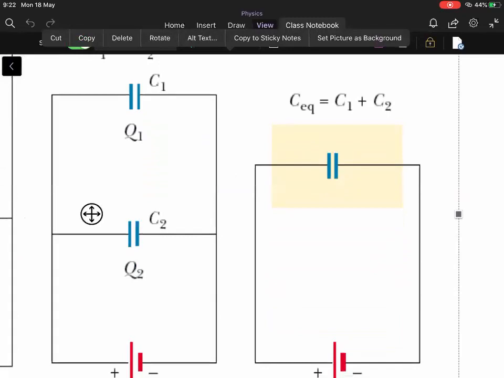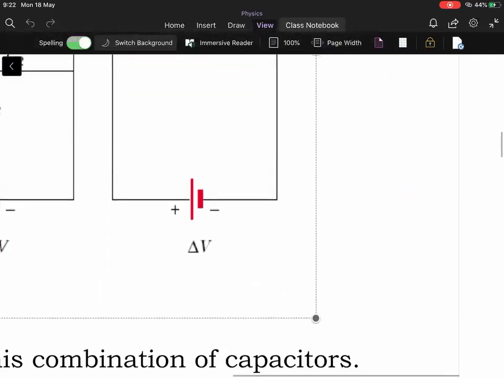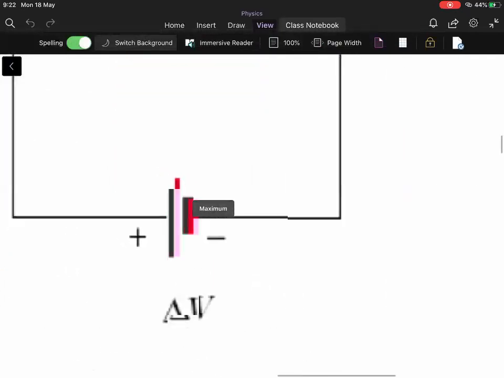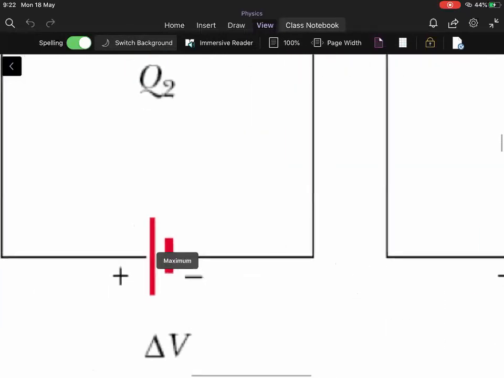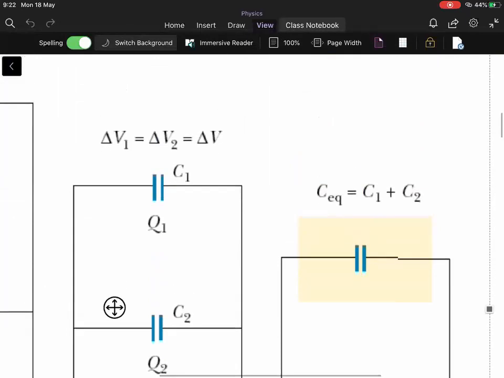Now, instead of having these two capacitors, we can replace them with one single capacitor. Let's say that is C equivalent. This C equivalent will be such that the total charge that flows through this will be equal to the total charge that flows in this case, which is Q1 plus Q2. So based on this, we can find out what the C equivalent is.